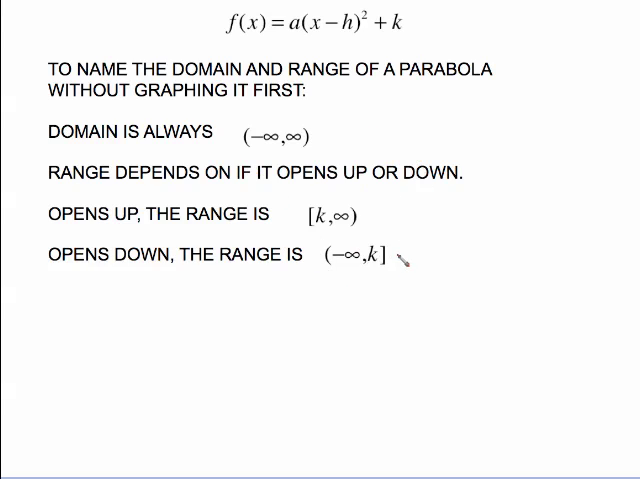So here's just a conclusion about your domain and range. If you have your function in standard form, then to name the domain and range without graphing it, the domain is always negative infinity to infinity, so that's easy. Your range depends on if it opens up or down. If it opens up, the range is the k value, comma, infinity. If it opens down, the range is basically the opposite, but don't forget to put the negative on that infinity.